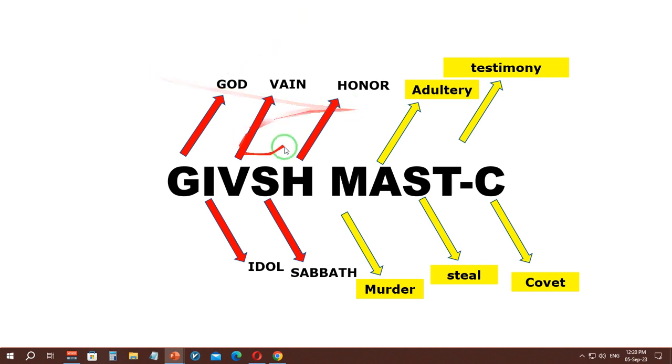Something you should notice here is that for the first 5 letters I'm using red arrows, while for the last 5 letters I'm using yellow arrows. The reason is so that you understand, when Jesus was asked which is the greatest commandment, he gave 2. The first is that you love your God with all your heart, mind, and soul, while the second is like the first: love your neighbor as you love yourself. So the first 5 pertain to God, the last 5 pertain to man.